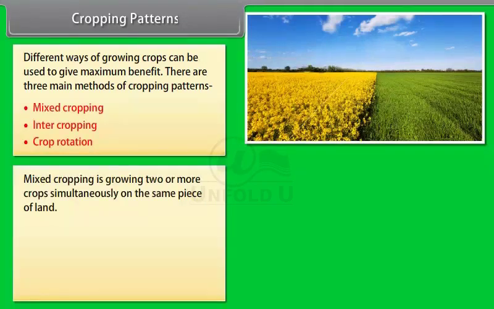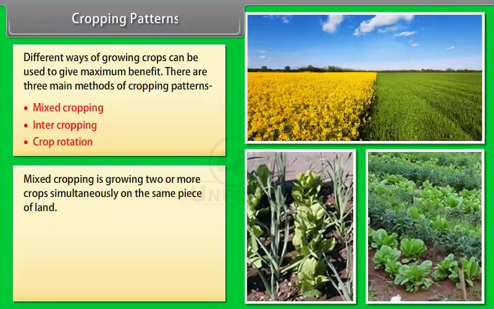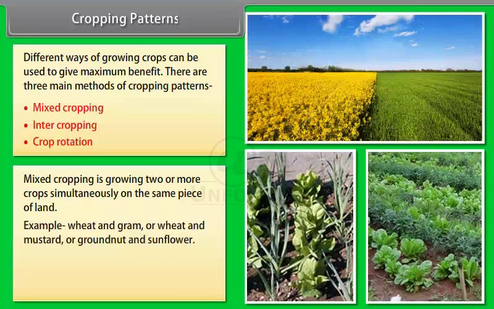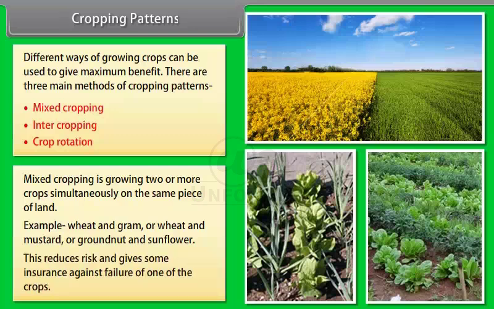Mixed cropping is growing 2 or more crops simultaneously on the same piece of land. Example, wheat and gram, or wheat and mustard, or groundnut and sunflower. This reduces risk and gives some insurance against failure of one of the crops.